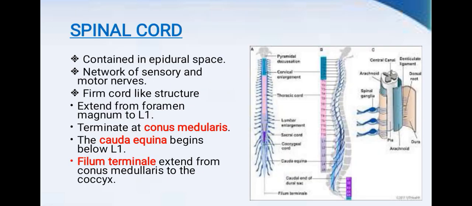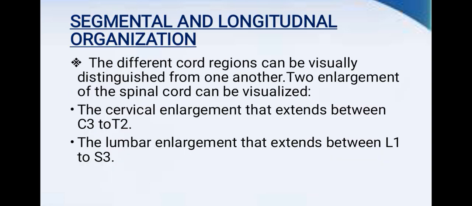of information. The spinal cord is contained in the epidural space, a network of sensory and motor nerves. A firm cord-like structure extends from the foramen magnum to L1, terminating as the conus medullaris. The cauda equina begins below L1. The filum terminale extends from the conus medullaris to the coccyx.